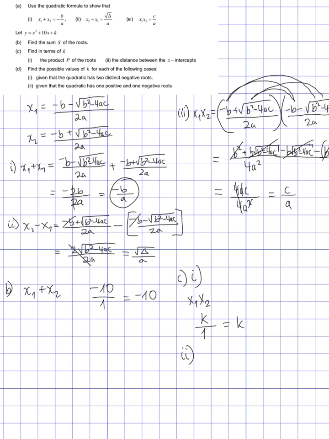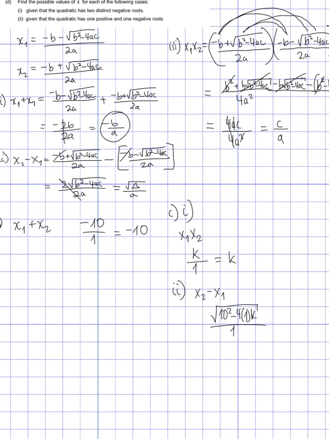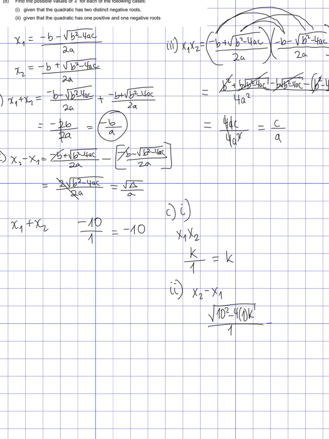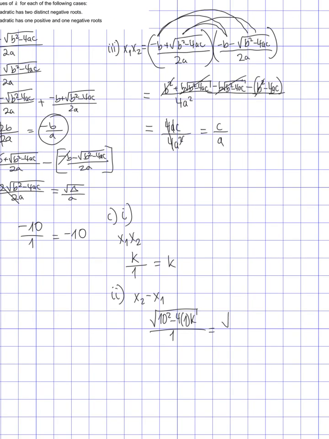And the distance between the x-intercepts, which is x2 minus x1, is going to be the square root of the discriminant, which is b squared minus 4ac, all over a, which is 1. So this is equal to root 100 minus 4k.